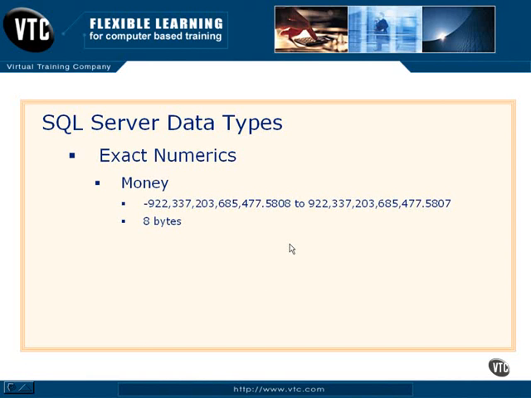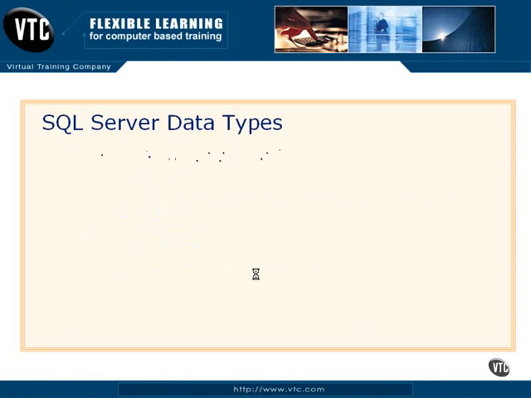Do be aware it's going to store the data in 8 bytes of memory, somewhat expensive. Then there's a small money data type that allows you to store numbers from negative 214,700 plus to positive 214,748 plus. Notice that one only takes 4 bytes of memory. That's our money types.